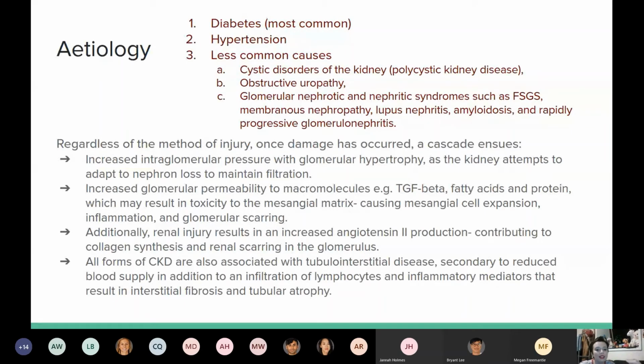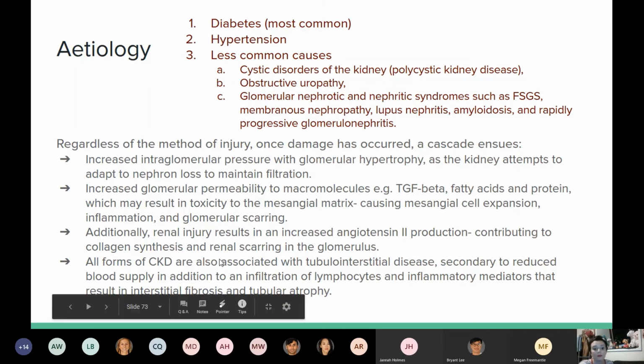And all forms of CKD are associated with some form of tubulointerstitial disease. And that can be because you've got reduced blood flow. It can be because you've got inflammatory mediators, you've got lymphocytes. So as I said, it's a cascade of events that occur after some cause of renal injury. So that's quite general. And that's why I said with CKD, there's a lot less to explore, because if someone comes in with CKD, unless it's following an AKI, it's generally diabetes or hypertension, and then they've got all this intrarenal damage that's occurred because of a cascade following.